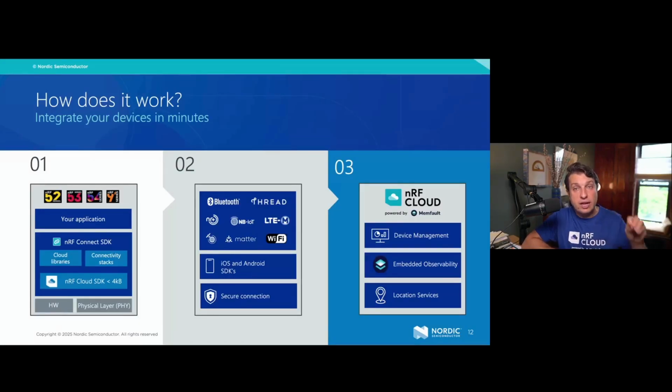Number two is the connectivity protocols that we have built support for. Whether your device is connected over Bluetooth, Thread, NB-IoT, Wi-Fi, or other technologies such as Matter or NTN, you can route the observability and diagnostics packets over your connectivity link. You can leverage our existing mobile apps, such as the nRF Connect Device Manager app in the iOS and Android app stores, as well as our SDKs for those platforms to build your own applications. And you can use our secure connection to make sure that the data makes it to the cloud without anyone eavesdropping on it in transit.